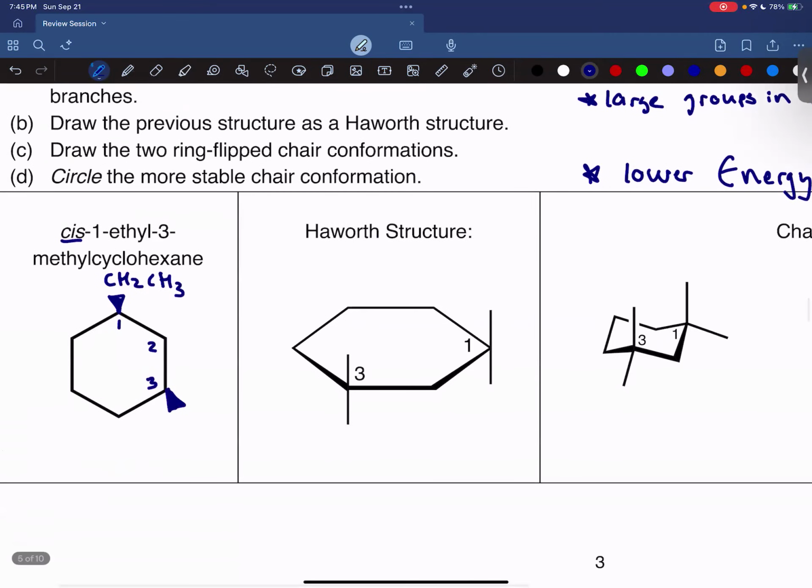And I could have started with wedges. It doesn't really matter. Or with dashes, as long as it's cis. So as long as they're on the same plane. And then here's our methyl group. And now we just have to translate it to here. And we need to remember, don't forget to draw the hydrogens.